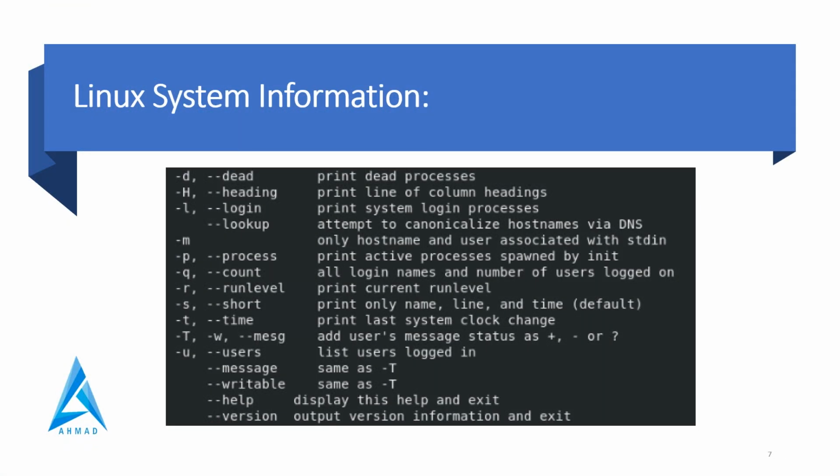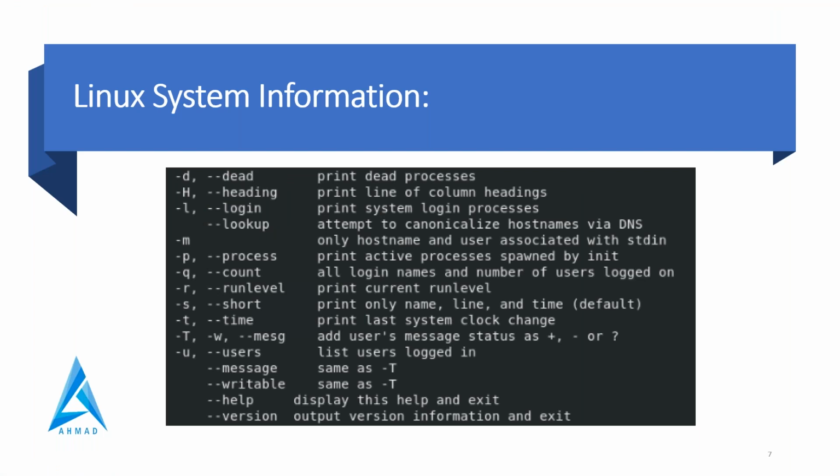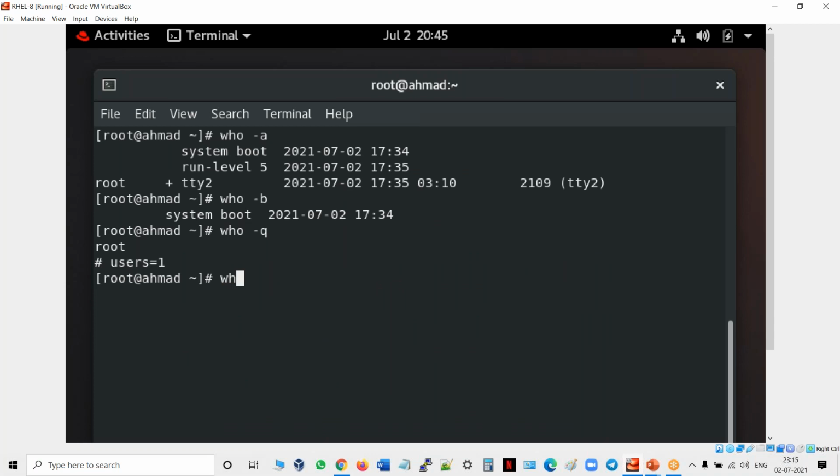We have hyphen D, which will print the dead processes. Hyphen H will show you column headings. Hyphen L, login. Hyphen M, only host name. Hyphen P, process. Hyphen Q, count. So who hyphen Q: root is the user and count is one. And R for run level, S for short, T for time. Run level 5, that is graphics.